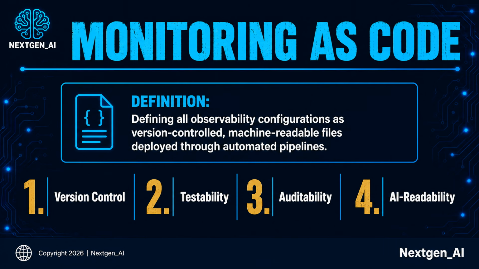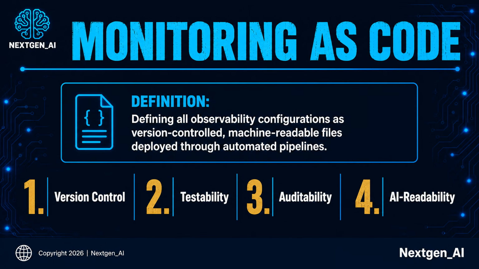Instead of clicking through a web interface, you define your dashboards, your search queries, and your alerting thresholds in declarative, human-readable configuration files, typically YAML or JSON. These files are treated as first-class source code. They are stored in a Git repository alongside your application code. This fundamental shift transforms observability from a manual operational task into a disciplined software engineering practice.